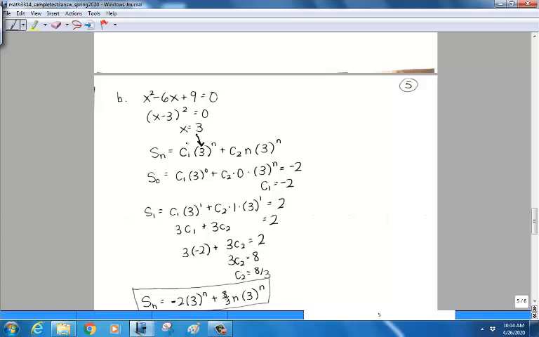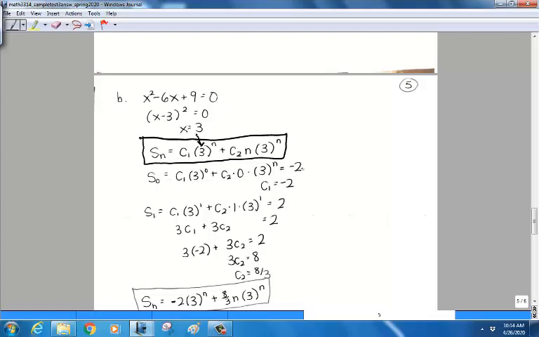Okay, so that is the solution to the characteristic equation. But now we want to figure out what these constants C1 and C2 are, right? So that we can fill them in. And this you do by using the initial conditions that you're given for the recurrence relation.